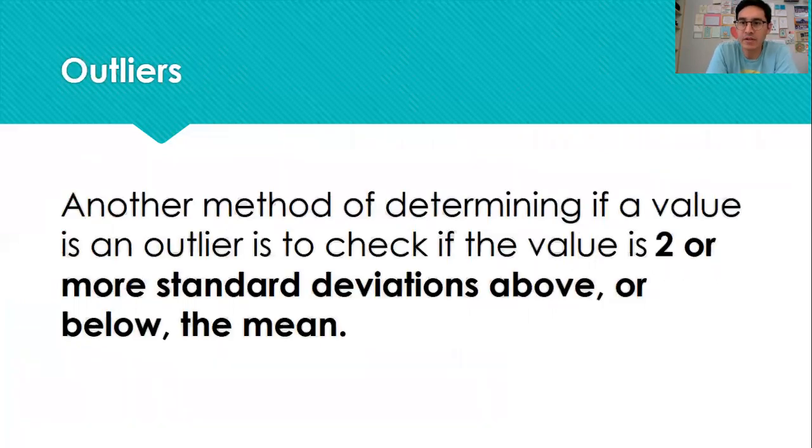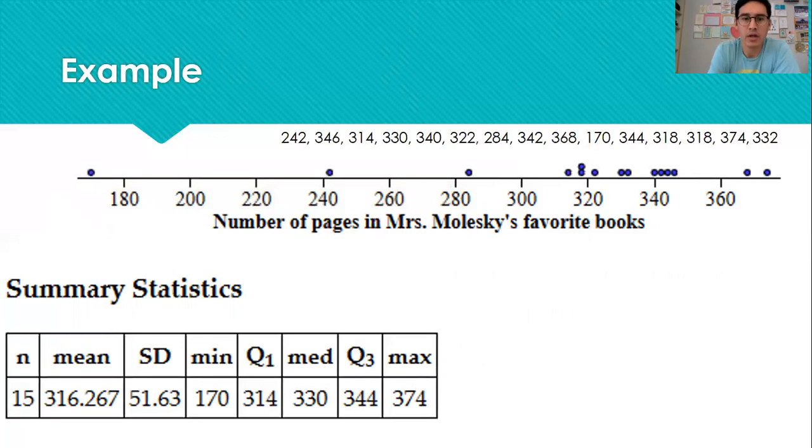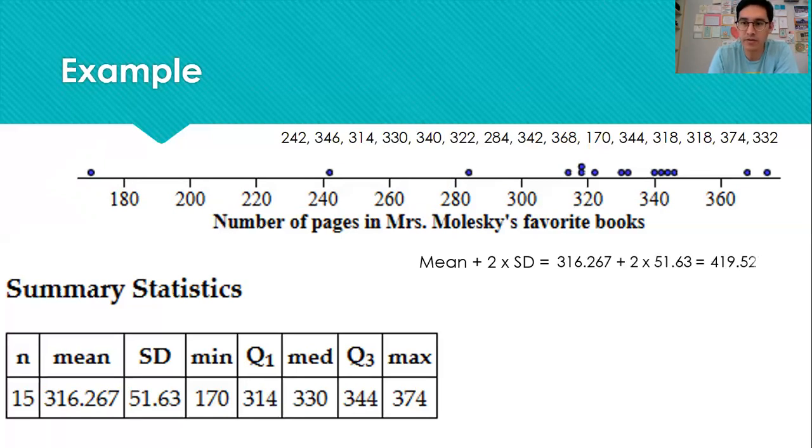All right, we have a second definition for identifying outliers, and this one is based on the standard deviation. So this says that a value is an outlier if it's 2 or more standard deviations above or below the mean. So we'll go ahead and use the same data set, right, the number of pages in Mrs. Molesky's favorite books. And then we will take the mean and go 2 standard deviations above. So we're going to add 2 standard deviations to the mean. Substitute the values and we get a result of 419.